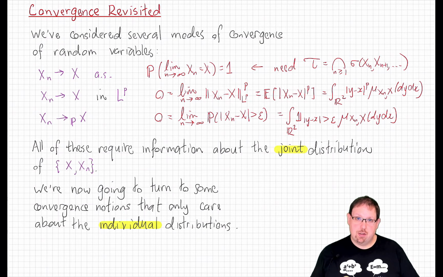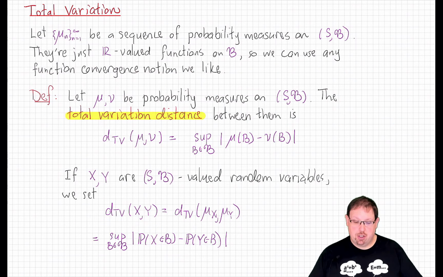So we're going to introduce in the next lectures some different notions of convergence that aren't convergence for random variables per se, but are convergence for measures. And so we will talk about convergence of the distribution of a random variable to some other distribution, a notion which will depend only on the individual distributions of Xn for each n. The first and most straightforward such notion is called total variation convergence.